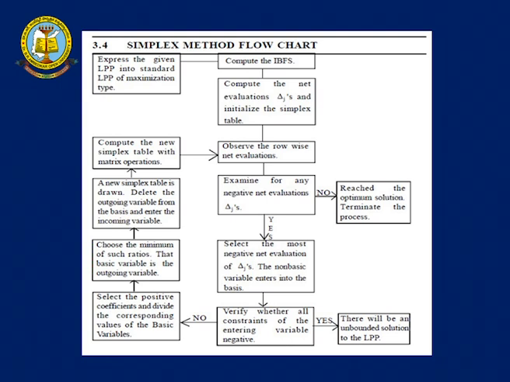Then repeat this entire procedure in a new simplex table with matrix operations, that is elementary row operations, and observe the nature of the zj minus cj values. If all zj minus cj are greater than or equal to 0, it is an indication that we have obtained an optimal solution. Okay, this is the flowchart of the simplex method.